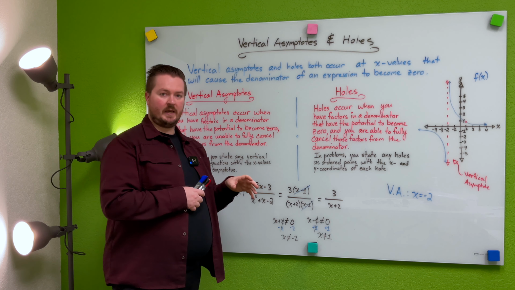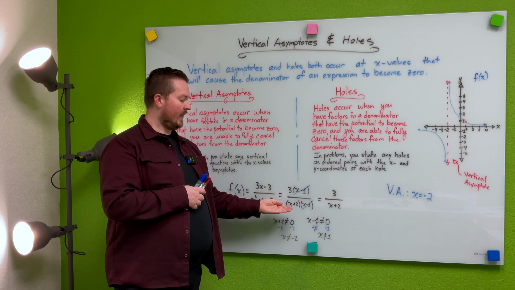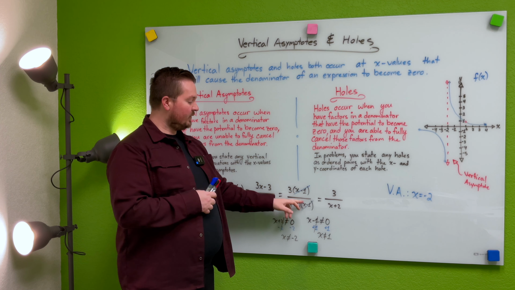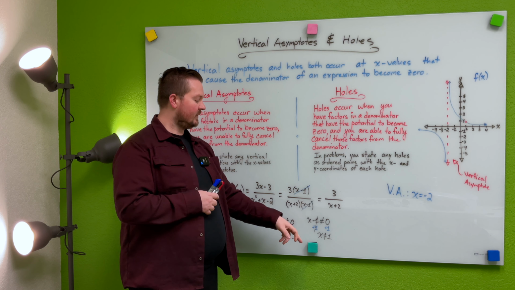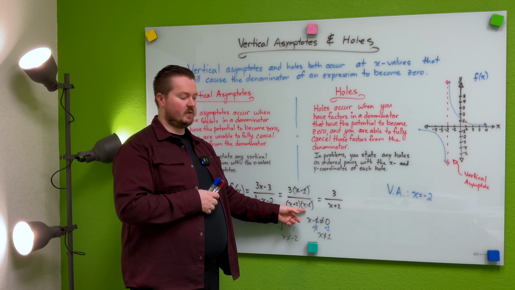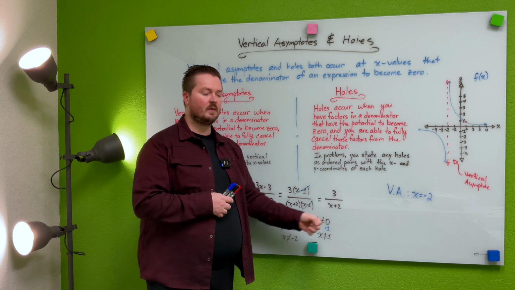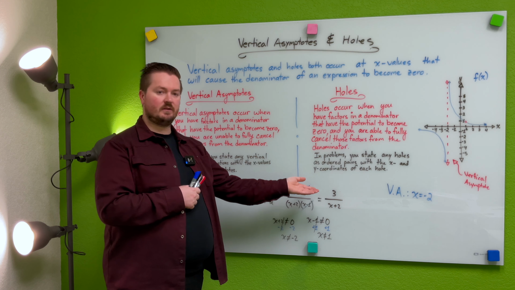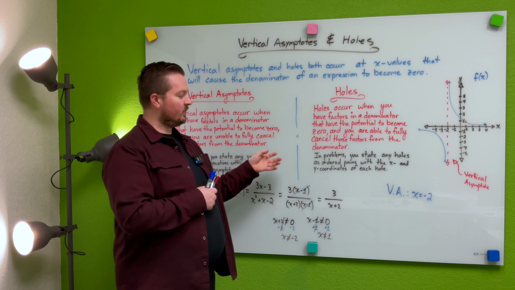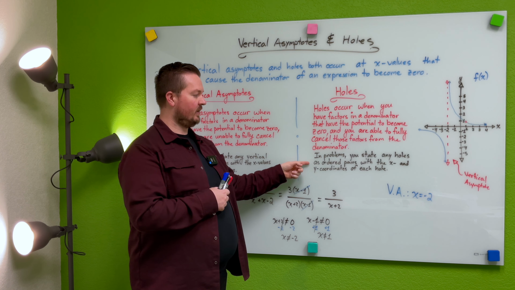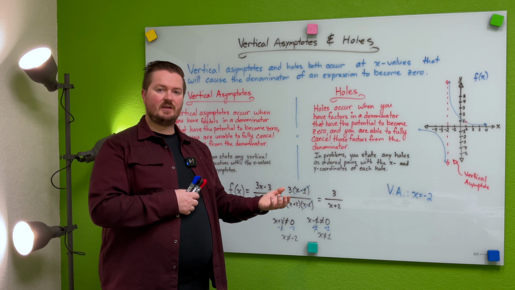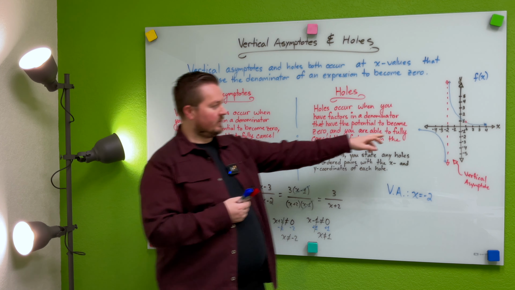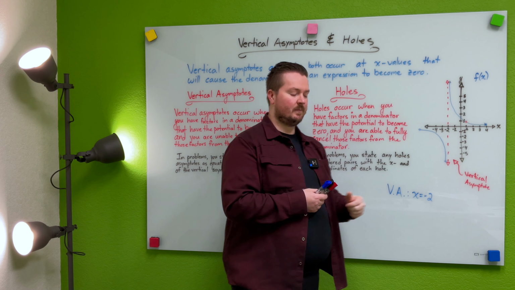Holes occur, again, at x values that would cause the denominator to equal 0, but you were able to cancel out that factor in the denominator, so it's no longer there. So when we state holes in answers for problems, you want to state the holes as an ordered pair where you include the x value, or the x coordinate, and the y coordinate of where this hole resides.